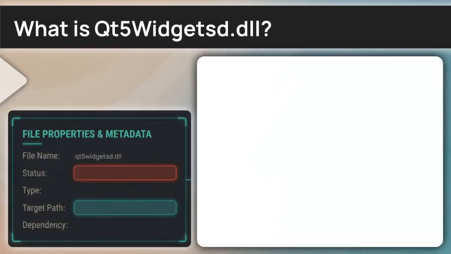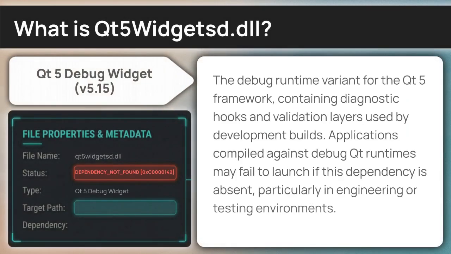This is the qt5widgets debug library, the debug runtime variant for the qt5 framework, containing diagnostic hooks and validation layers used by development builds. Applications compiled against debug Qt runtimes may fail to launch if this dependency is absent, particularly in engineering or testing environments. Let's transition to the solution, starting with the official Microsoft redistributable.